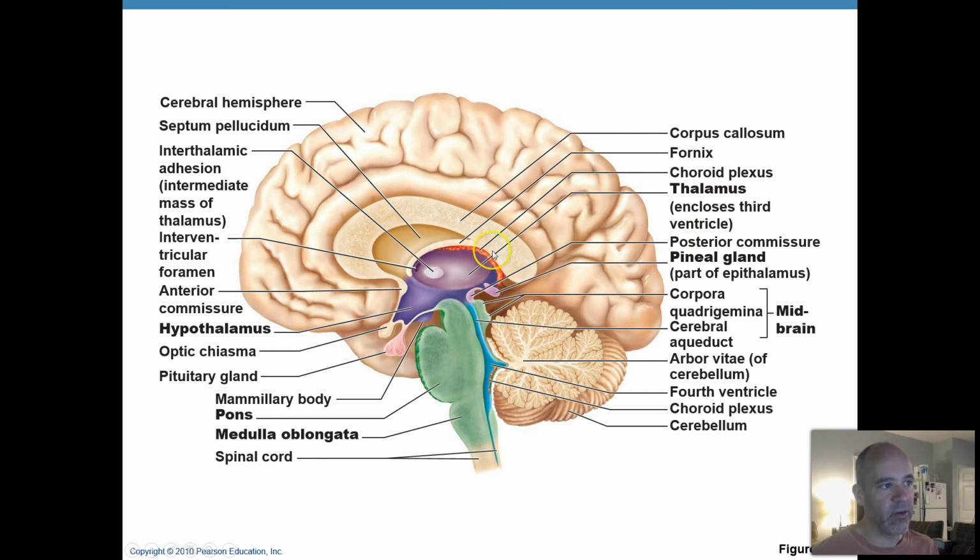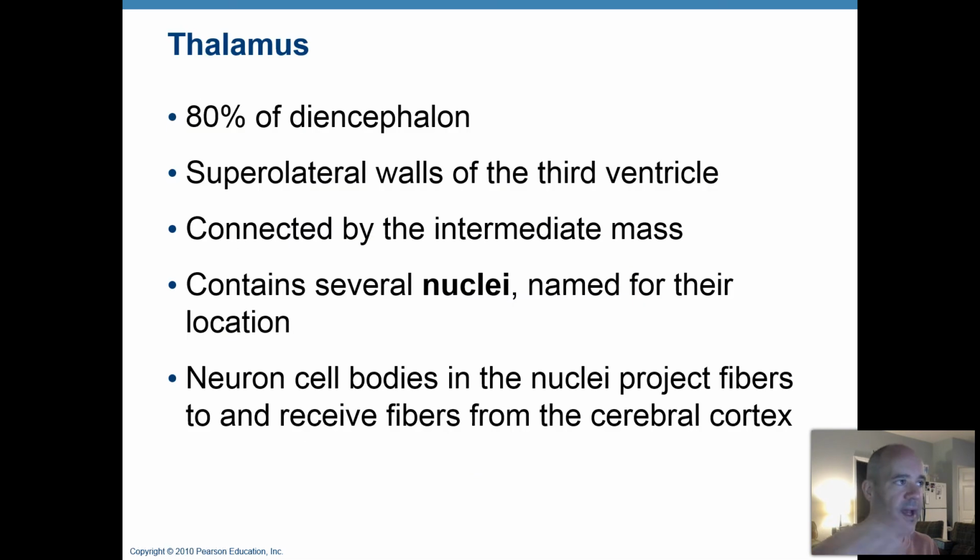So all those things that you see right in there, and again, you're just seeing a mid-sagittal section, so you're not getting a 3D perspective here at all. Those make up your diencephalon, because you've got a left side and a right side of this.